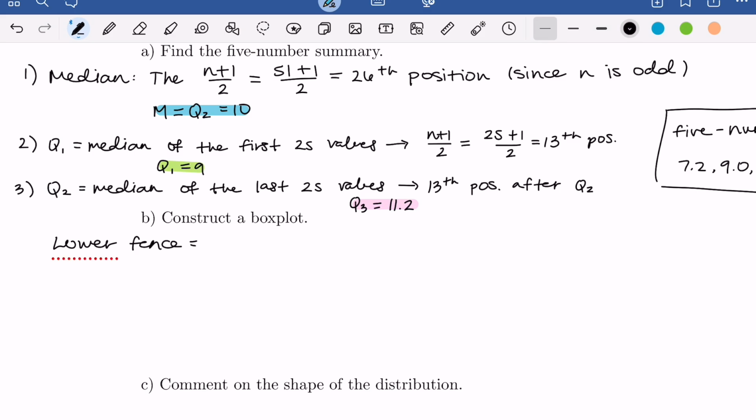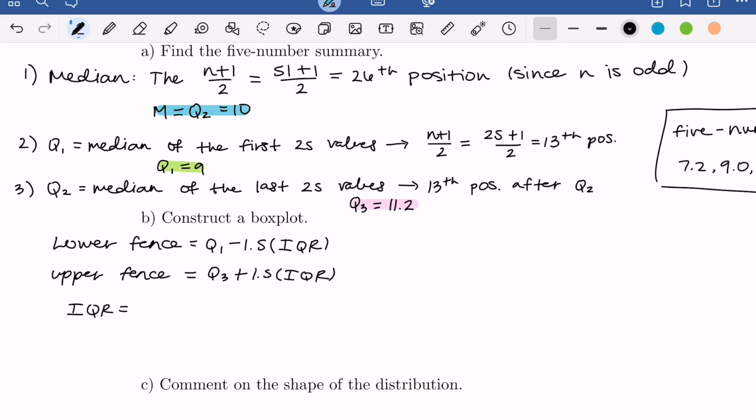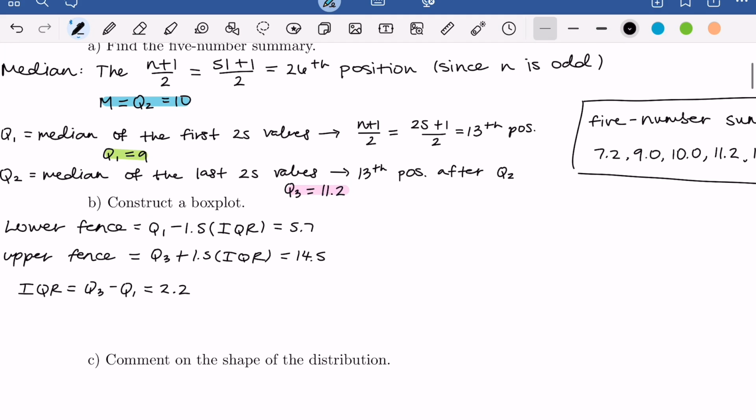So our lower fence is going to be Q1 minus 1.5 times our IQR value. Our upper fence is going to be our Q3 value plus 1.5 times IQR. Now, first we need to find IQR, which we know is going to be the difference between these, and is going to be 2.2. So if we plug in our Q1 and 2.2 values into this, and then Q3 and 2.2 into this, we would get 5.7 and 14.5. All right, so with this information, we can start constructing our box plot.